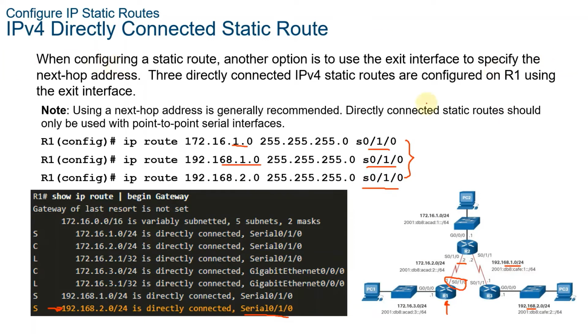Again, this is the second method of defining static IP routing. It's either you use the next hop IP address or the exit interface. But the use of the exit interface is applicable only when you are using serial connections between these routers, or when you have a point-to-point connection only between the two routers.